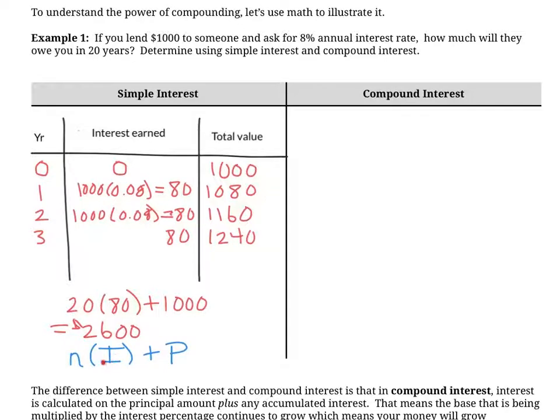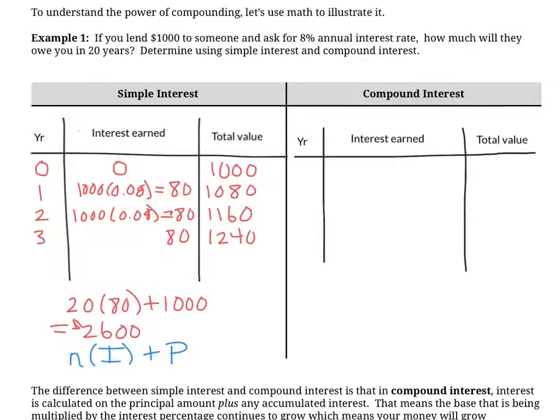So our interest is a known number, in this case it's 80. Our principal is a known number, and this n is going to change depending on the number of years. So this is just a linear equation where this is our rate of change and this is our initial value, or this is our slope and this is our y-intercept. So now let's take a look at how compound interest works.